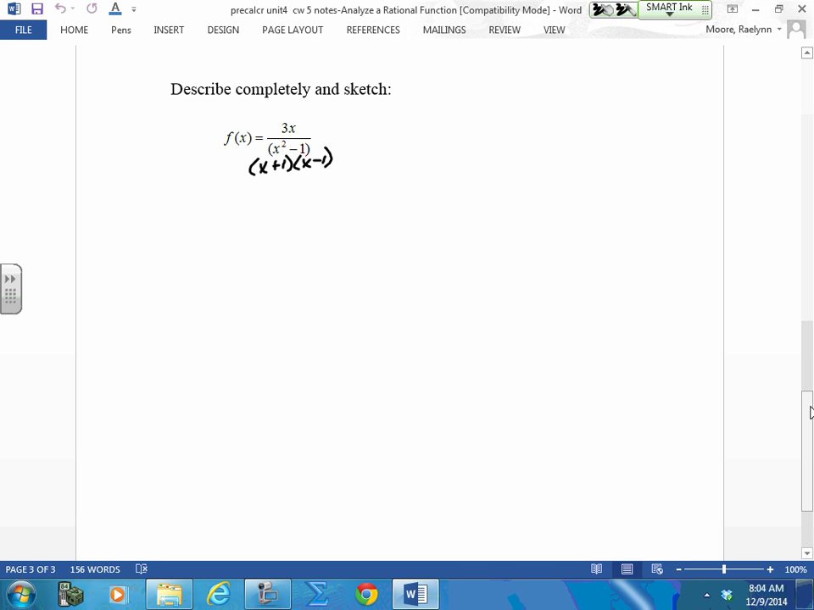So, let's go for your domain. You can always do your domain once you see your denominator, but you can't do your range yet until you see what y's you have from your asymptote. So let's do your domain. The denominator cannot be 0. So what values of x can we not use? 1 and negative 1. Good. So let's take that out of our domain.